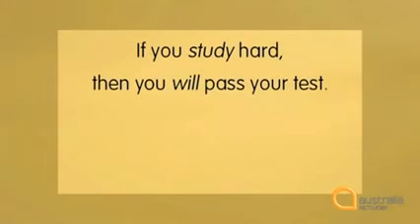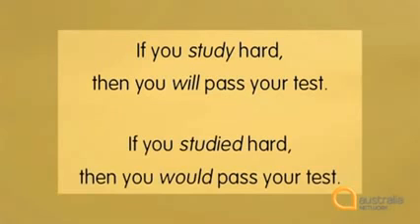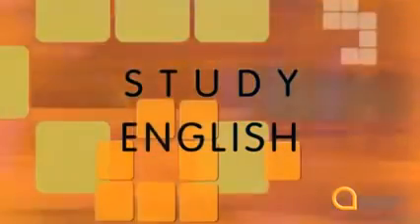Compare these two patterns. If you study hard, then you will pass your test. If you studied hard, then you would pass your test. In the first example, it's a bit like making a useful suggestion. The second sentence is less definite and less polite. It suggests that the person doesn't study hard now. So that's two ways of making the conditional tense. How to say that one thing will happen or might happen if something else happens. There are other forms of the conditional tense too. If you learn them, then your English will improve.